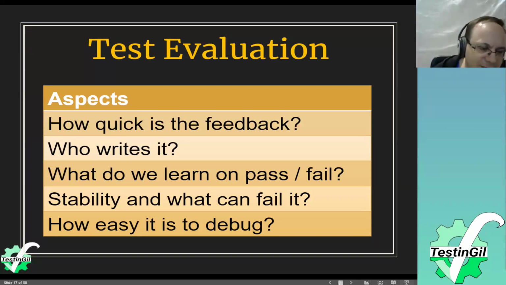Because this leads us to the last 2 things. Stability. What can fail this test? And the more we run none of our code, a lot of things can fail this test. And that means that we'll probably be seeing this test fail a lot. And so stability is something important. We need to understand what makes things stable and what are not. And the final one is how easy it is to debug. So obviously, unit tests are easier to debug. Different tests have different levels of that. We'll talk about that as well.